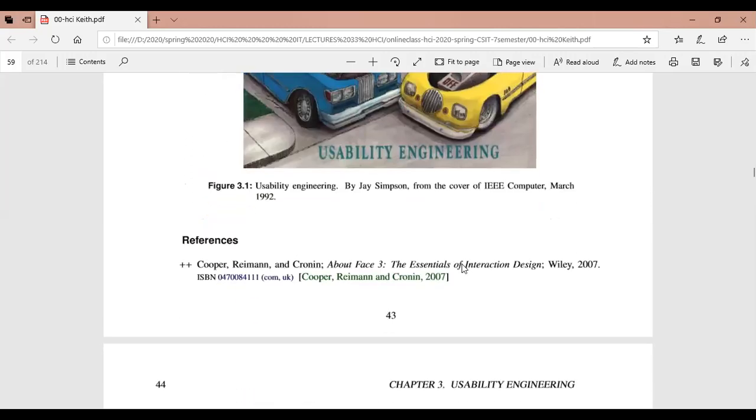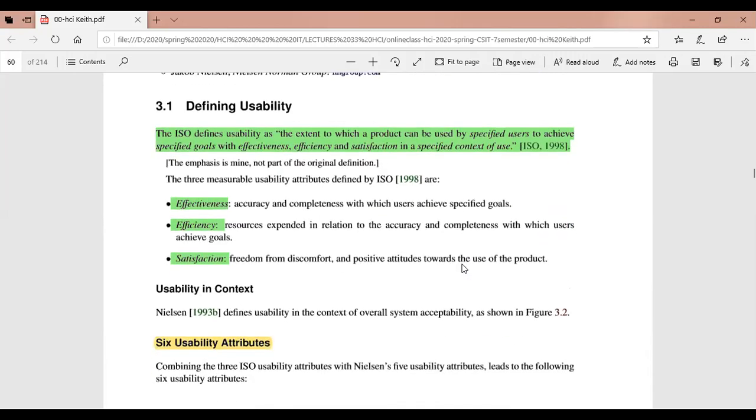So here we discuss the definition of usability. What is usability according to the ISO definition? The extent to which a product can be used by specified users to achieve specified goals with effectiveness, efficiency, and satisfaction in a specified context of use. There are three measurable attributes used in the 1998 ISO definition, which are effectiveness, efficiency, and satisfaction.